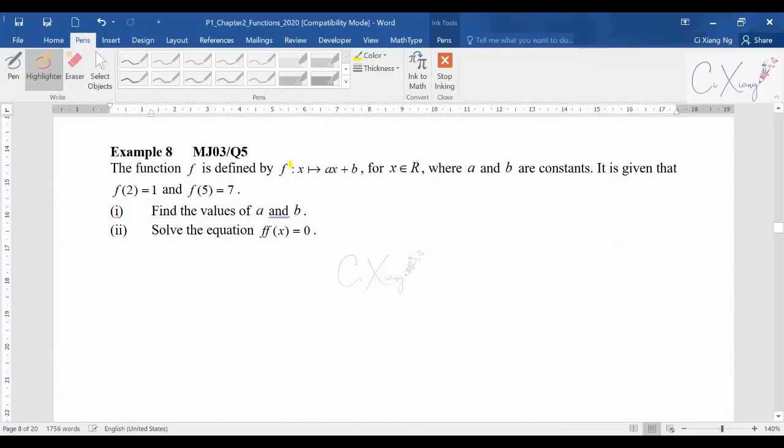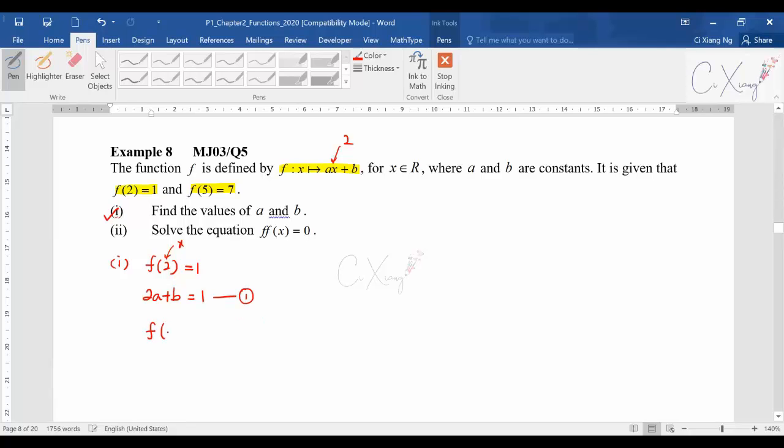For example 8, they give you this function, where a and b are constants, but they didn't tell you what the numbers are. It is given that f(2) equals 1 and f(5) equals 7. First, they want you to find the values of a and b. This is a basic idea about functions. f(2) equals 1 means you substitute x as 2, so you have 2a plus b equals 1. This is the first equation.